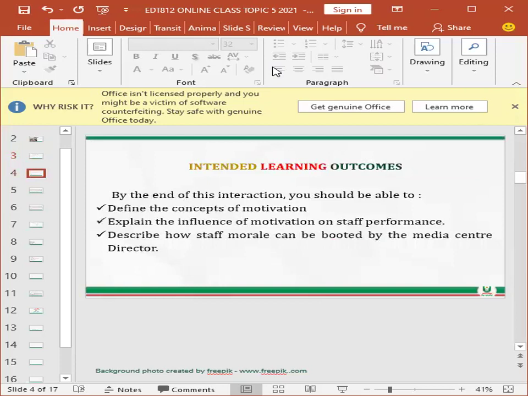Also, the internal learning outcomes. At the end of this interaction, you should be able to define the concept of motivation. You should be able to explain the influence of motivation on staff performance, as well as describe how staff morale can be boosted by the media center director. Come along with me.